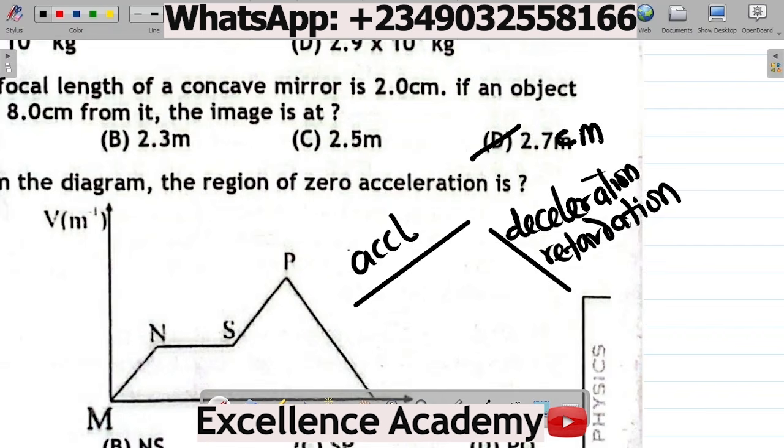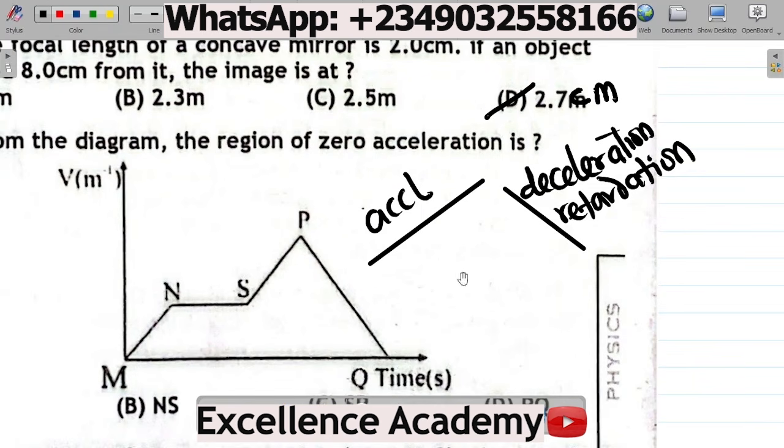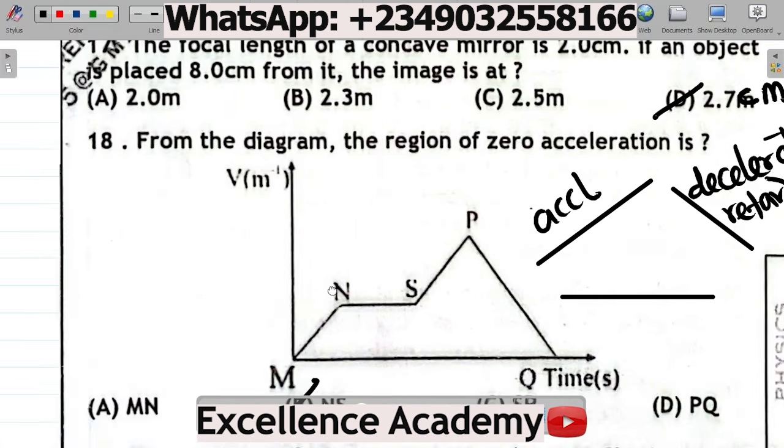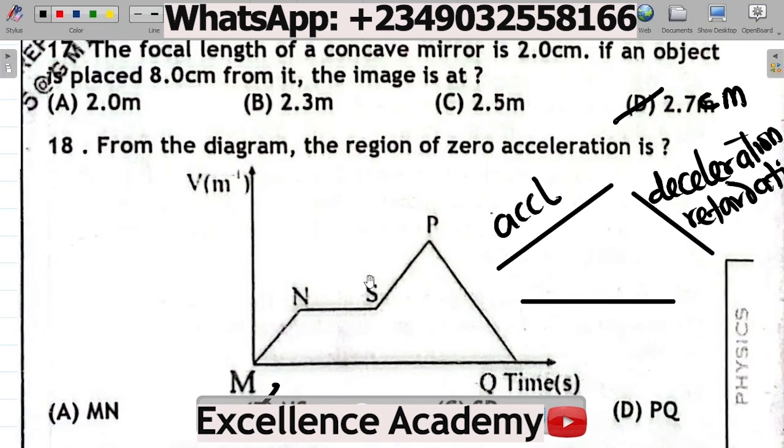Meanwhile, if you want to show constant velocity, you use this. Any part that runs horizontally like this shows no acceleration. From the diagram, the part that shows this is between N and S, as you can see from the diagram here. So the correct answer is NS. NS is option B here. Look at this. Option B, NS, is the correct answer. So that's for question 18. Let's look at question 19.